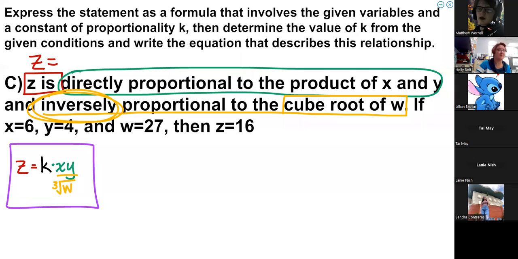Let's see if we have enough time to actually find this. Z is 16. Nope, doesn't look like we do. But I would substitute these values in. So in the place of X, I have 6. In the place of Y, I have 4 over the cubed root of 27. And then I would solve for K that way.